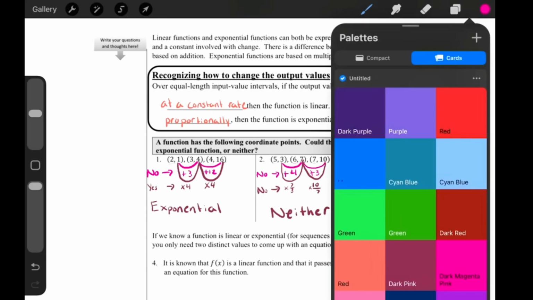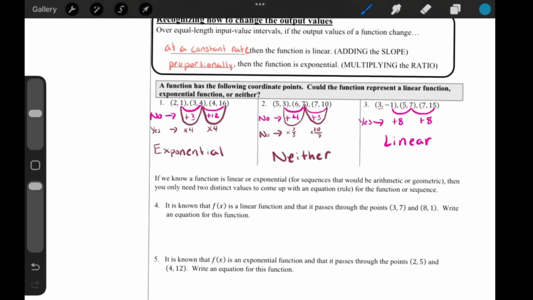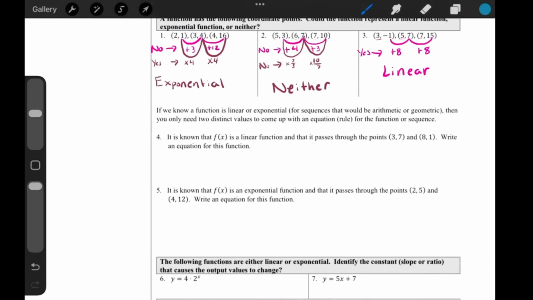Okay, now we can go ahead and move on. If we know a function is linear or exponential, for sequences that would be arithmetic or geometric, then you only need two distinct values to come up with an equation rule for the function or sequence. It is known that f of x is a linear function and that it passes through the point 3, 7, and 8, 1. Write an equation for this function.